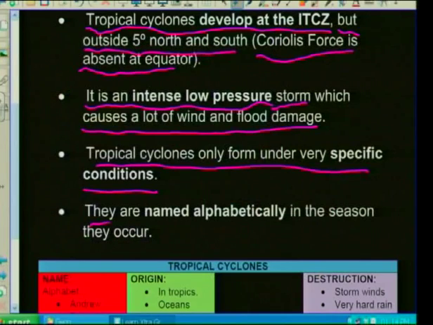They are named alphabetically in the season in which they occur, and in the region itself. So let's say tropical cyclones around southern Africa or around the Indian Ocean. If it's the first tropical cyclone, we could name it Ann. If it's the second tropical cyclone for the year, it's known as Ben. So it's the letters of the alphabet.